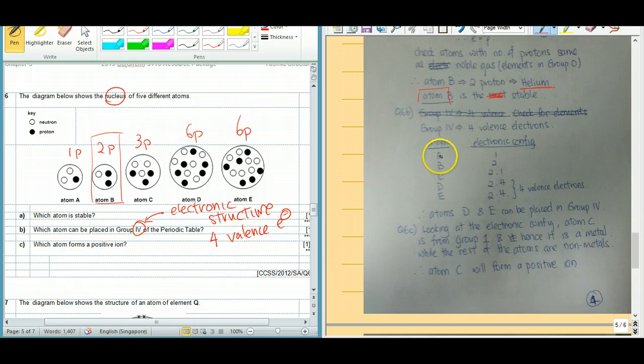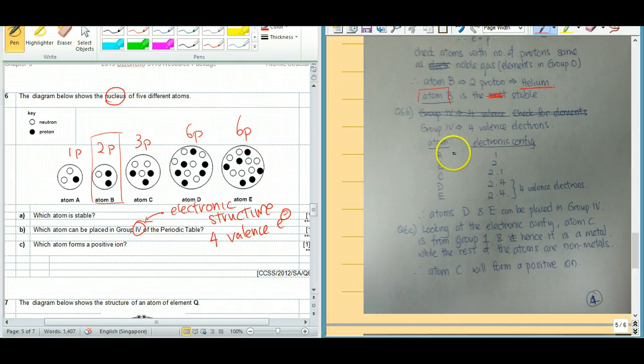So let's look at atom A. Atom A has 1 proton, so the electronic configuration is 1. B has 2 protons, electronic configuration 2. 3 protons for C, then we know that it's 2, 1. D has 6 protons, so configuration 2, 4. E has 6 protons, so we know that the electronic configuration is 2, 4. So therefore, D and E both have 4 valence electrons, so both of them can be placed in group 4.